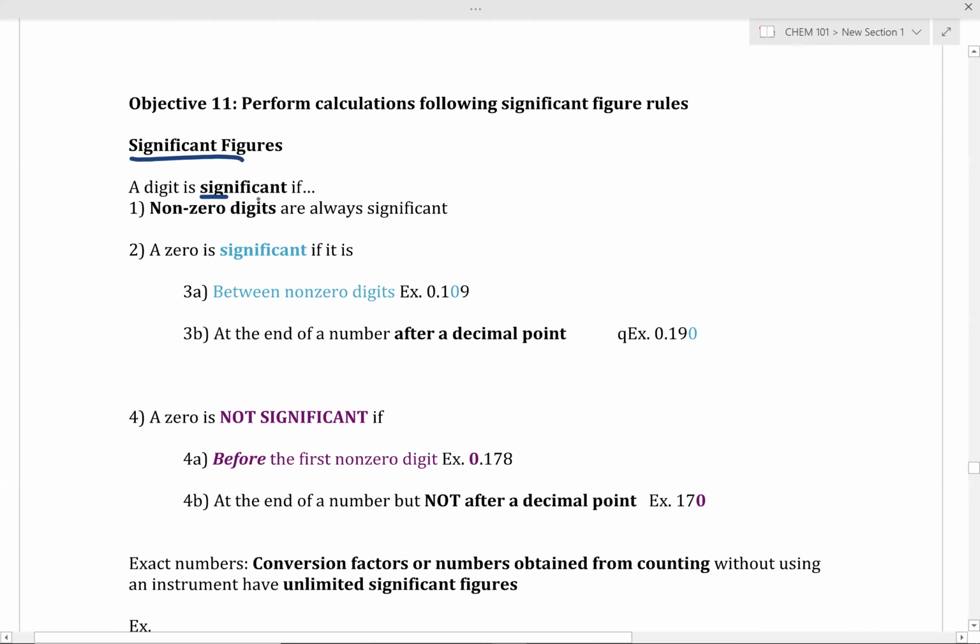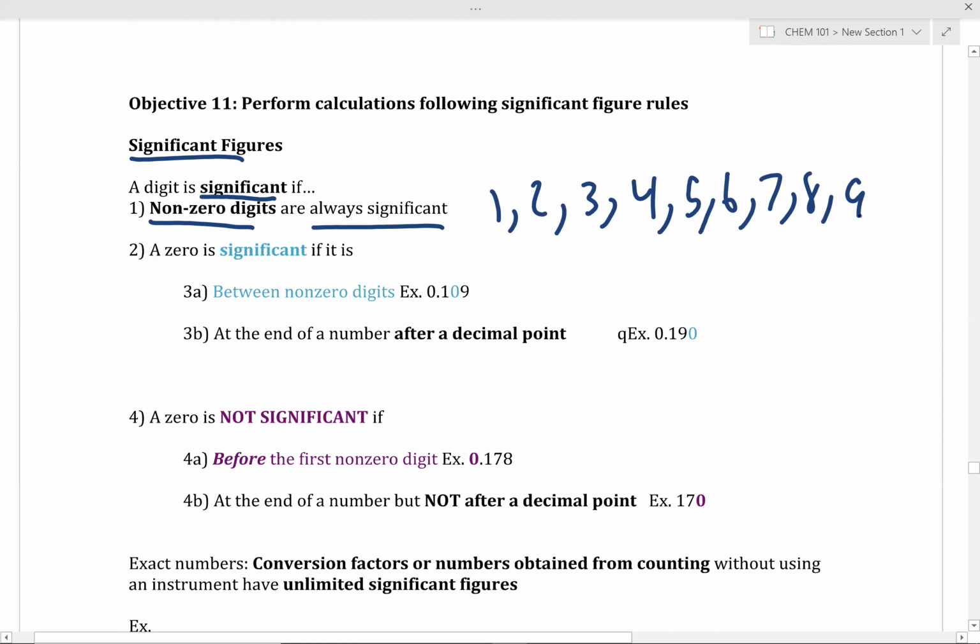A digit is significant. There are a few rules. First and foremost, non-zero digits are always significant. So 1, 2, 3, 4, 5, 6, 7, 8, and 9. All of these digits are significant. It's a non-zero number, it's significant. Now, a 0 is significant if either of these two criteria are met.